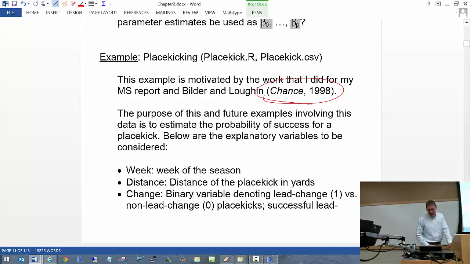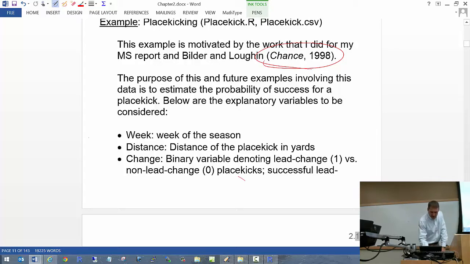Anyway, so this is the information then that I collected. The week of the season, the distance of the place kick, change. It was a binary variable denoting, was it a lead change place kick or a non-lead change place kick? What that means is, let's say the score was 10-7, where the team that was kicking a field goal had 7 points. Well, if successful, the score would be 10-10. So there was a kind of a lead change. Now the game's tied. So change would be a 1 in that situation.